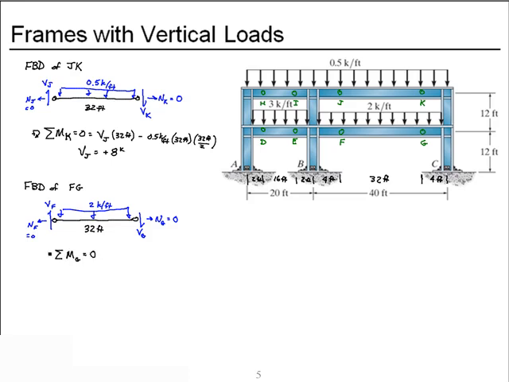Well, sum moments about point G. We'll take clockwise as positive for our summation. We have the shear at F acting through 32 feet. Coming back the other direction, we have the distributed load acting over 32 feet, with the resultant acting at halfway across the 32 feet. That gives us a shear at inflection point F of positive 32 kips.